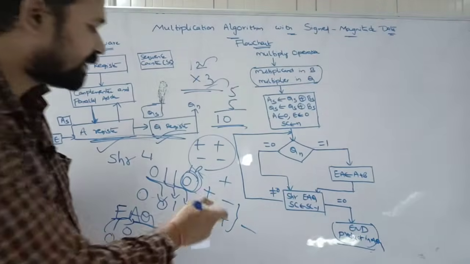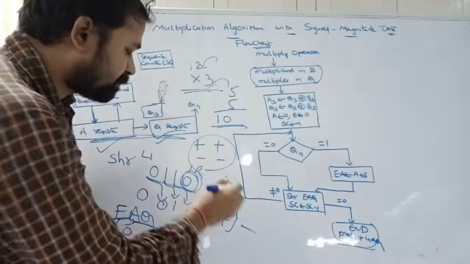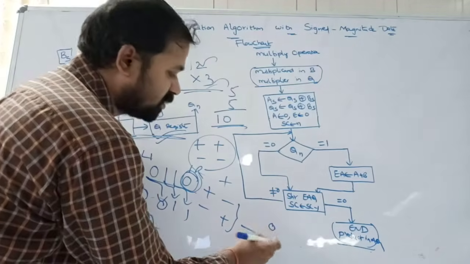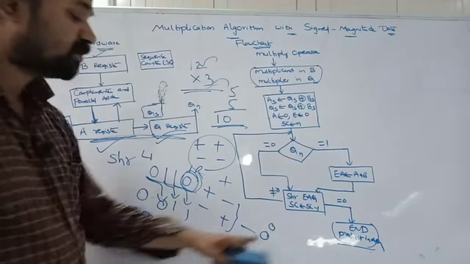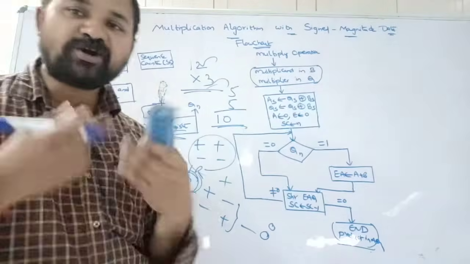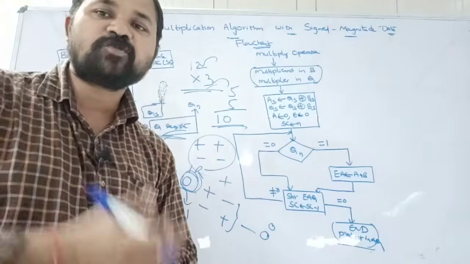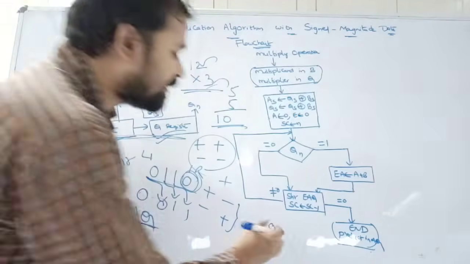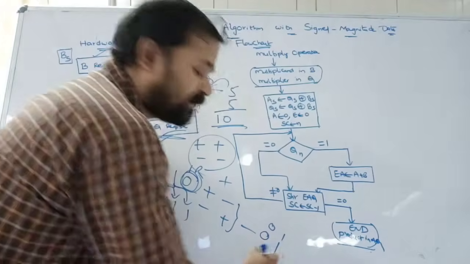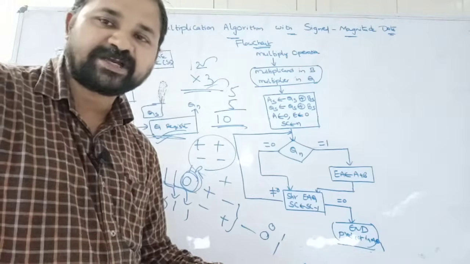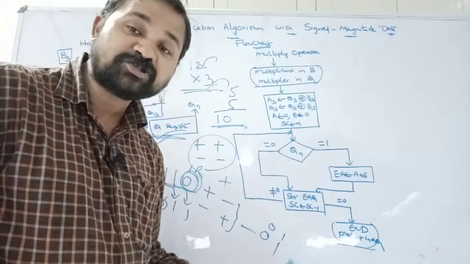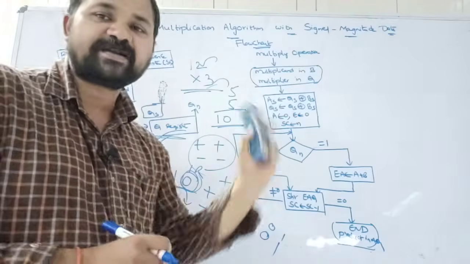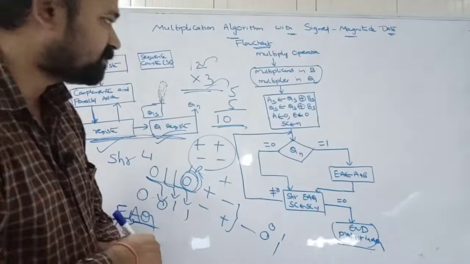Let us assume that multiplicand sign is positive. Positive means 0. Multiplier sign is also positive. So 0 exclusive OR 0 means 0. So 0 means positive, and the resultant sign will become positive. Whereas if multiplicand sign is 1 and multiplier sign is 1, that means both are negative. 1 exclusive OR 1 means 0, and 0 means positive. So positive will be transferred here. Likewise the result sign will be transferred.